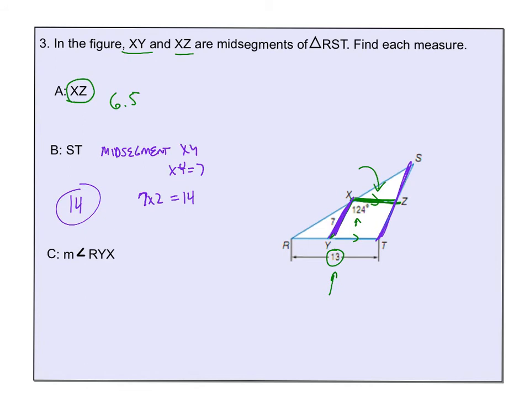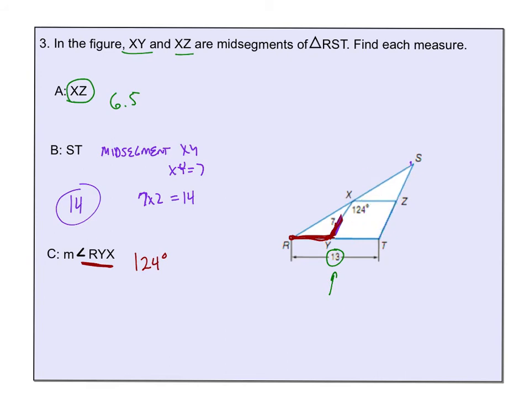That's going to be that length. 14. Okay, last problem here. RYX, this angle right here, what's that equal to? Well, I would consider, well, the answer is going to be 124 degrees, and let me show you why.